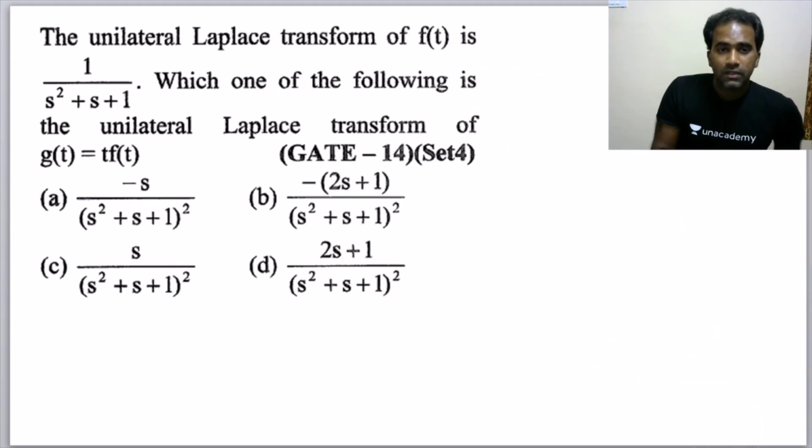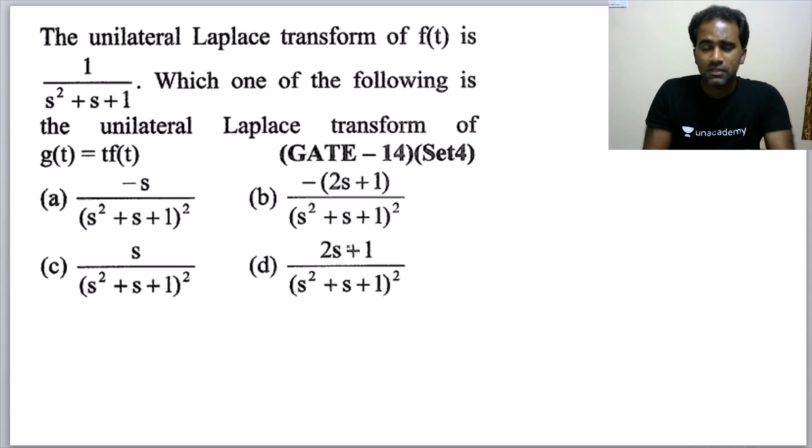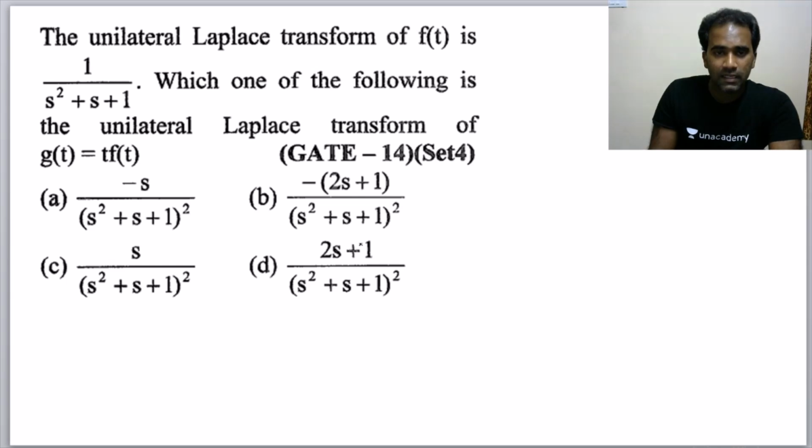Right. Coming to the next one, which one of the following is the unilateral Laplace transform of g of t equal to t into f of t? Here unilateral Laplace transform or bilateral Laplace transform properties are pretty much similar, except differentiation property and integration property. Apart from that, every other property is same. So here they are talking about unilateral Laplace transform, but still the property that they are expecting us to use is multiplication by t property. Let me recollect that property.